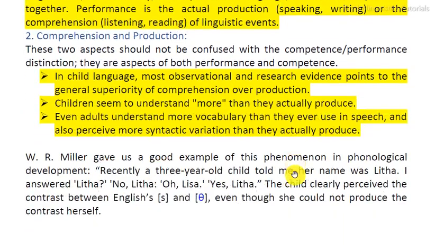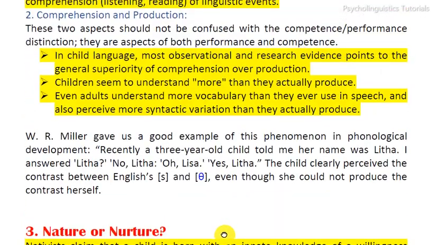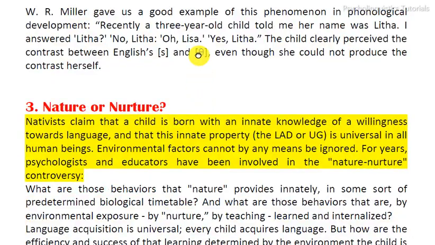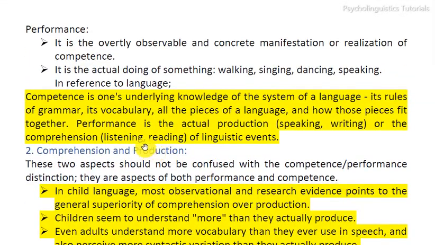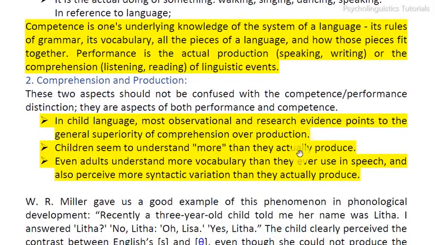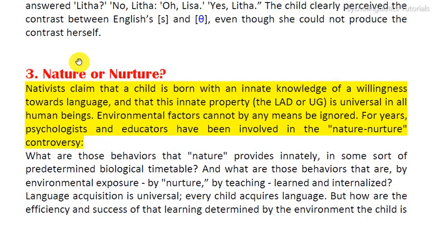Okay, the second, comprehension and production. In child language, most observational and research evidence points to the general superiority of comprehension over production. Children seem to understand more than they actually produce. Even adults understand more vocabulary than they ever use in speech and also perceive more syntactic variation than they actually produce.